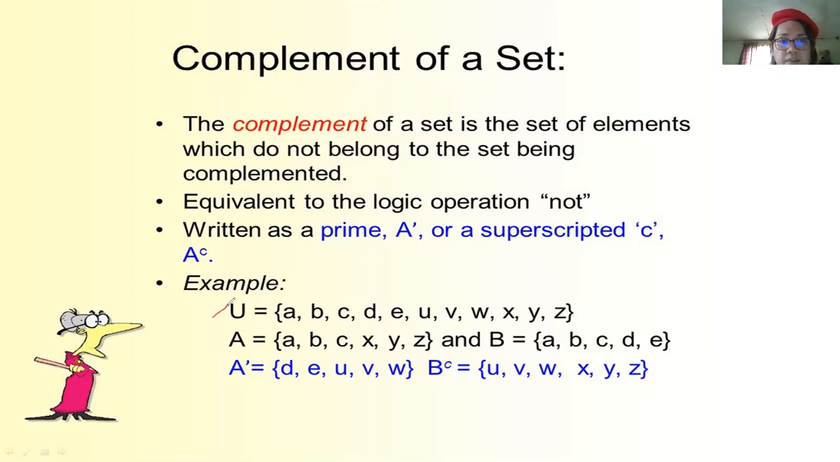So if we have the universal set given A, B, C, D until Z, and your A is A, B, C, X, Y, Z, and your B consists of the elements A, B, C, D, E. Then the complement of A, so what's the complement meaning? The set of elements which do not belong to the set being complemented.